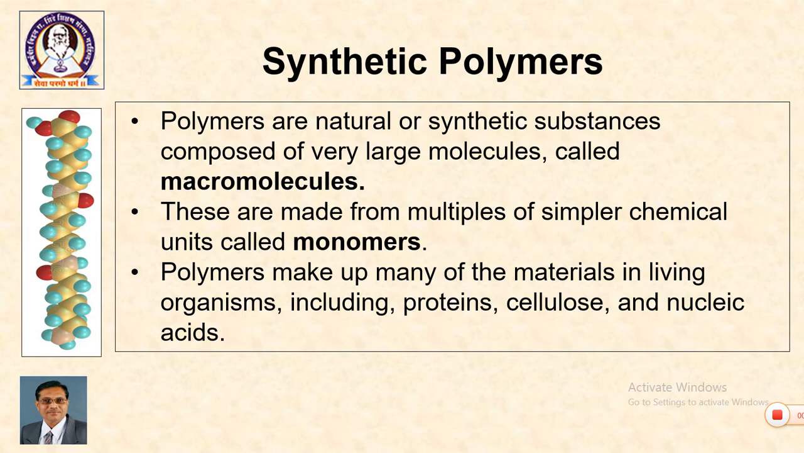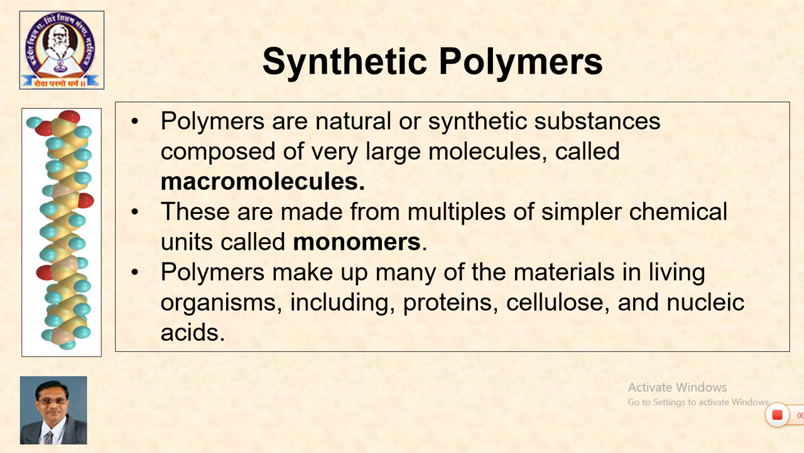To start with, we must know what polymers are and then what synthetic polymers are. Polymers are natural or synthetic substances composed of very large molecules, which are called macromolecules. The basic idea is that polymers are large molecular weight compounds of natural or synthetic origin. These are made from multiples of simpler chemical units, called monomers. It is very clear that the building blocks of polymers are monomers.